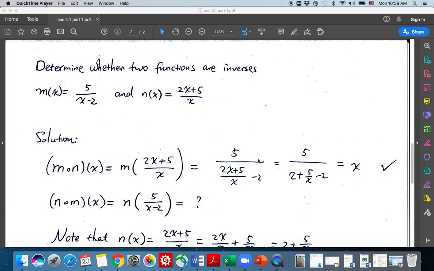If you simplify it, 2x over x is 2. 2 minus 2 is 0. So the bottom is just 5 over x. And then you flip it. We're dividing, so we just flip this quotient. That gives you x over 5. The 5 got cancelled. Eventually you get x. So we start from x and we get back to x. This says m and n undo each other.